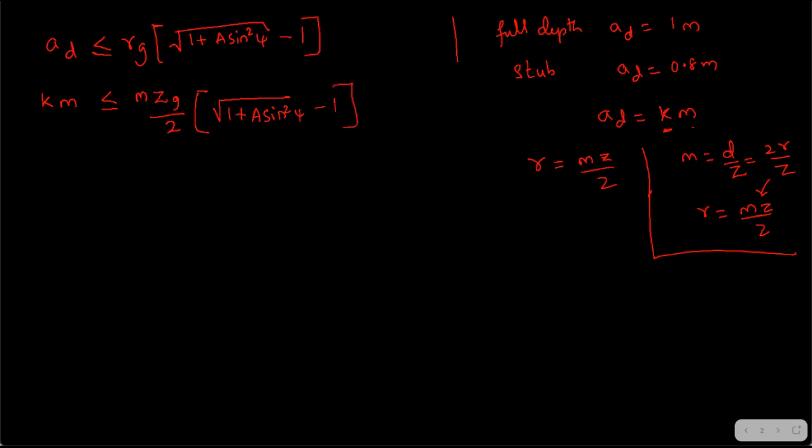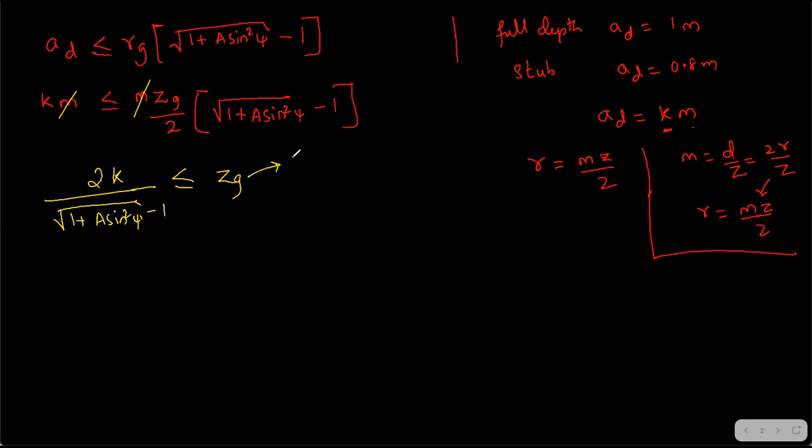Fine. Here you can cancel out the modules. Module is the same, right, for Gauss and pinion. So you can cancel it out. And finally you got Zg should be greater than or equal to, see Zg is here, just cross multiply those things. Zg is here itself, remaining things you can send to that side. So 2k divided by the square root of 1 plus a sine square psi minus 1. This is the minimum number of teeth on Gauss to avoid interference.